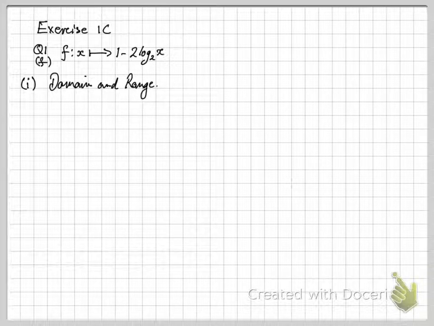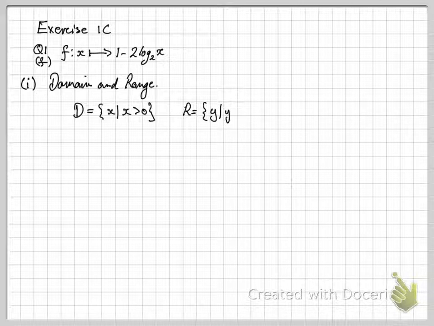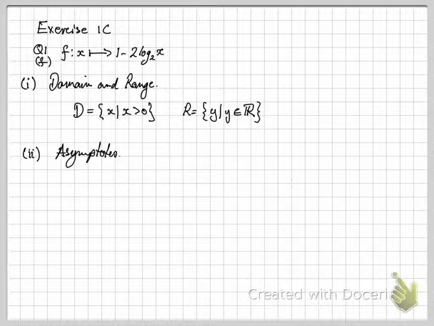The domain is just x greater than 0. There's no horizontal translation in this one. And the range is just any value of y. The vertical asymptote is the y-axis, so that's just when x is equal to 0.